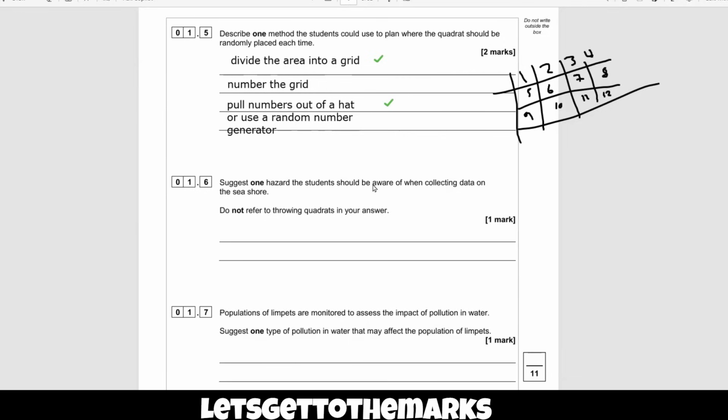Suggest one hazard the students should be aware of when collecting data on the seashore. Again, just one, we don't want two. Do not refer to throwing quadrats in your answer. So if you're walking around the seashore, what's it going to be like? What are the dangers when you're climbing over the rocks? So I'm just going to say rocks will be wet and slippery. You could fall and hurt yourself. Of course, we've also got drowning. If you fall in the water, which is probably the more obvious one, water is incredibly dangerous if you fall in it.